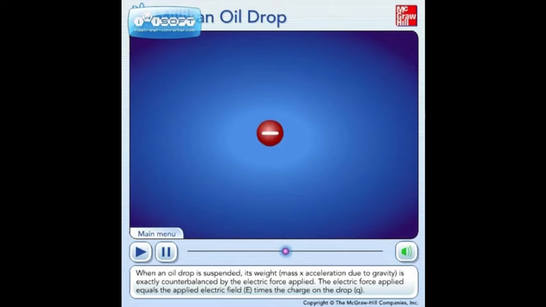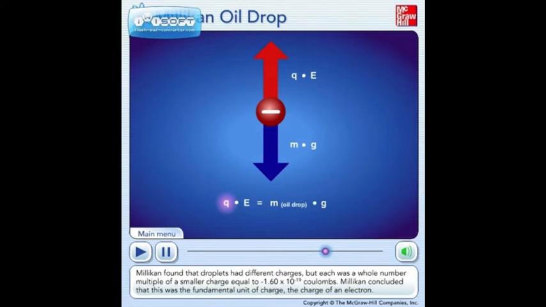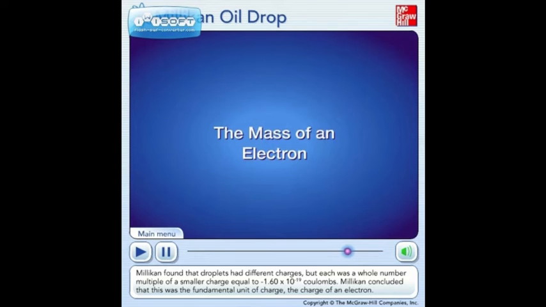When an oil drop is suspended, its weight, mass times acceleration due to gravity, is exactly counterbalanced by the electric force applied. The electric force applied equals the applied electric field, E, times the charge on the drop, Q. Since the mass of the oil drop, the acceleration due to gravity, and the applied electric field are known, Millikan could solve for Q, which is the charge on the drop. Millikan found that droplets had different charges, but each was a whole number multiple of a smaller charge, equal to negative 1.60 times 10 to the negative 19th coulombs. Millikan concluded that this was the fundamental unit of charge, the charge of an electron.